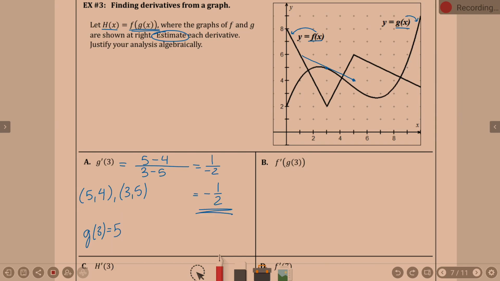Okay. F prime of g of 3. Where do you need to start? Start on the insides. So F prime of, what is g of 3? Didn't we already talk about that? So now we're doing what? F prime of 5. So F is the other one. F prime of 5.